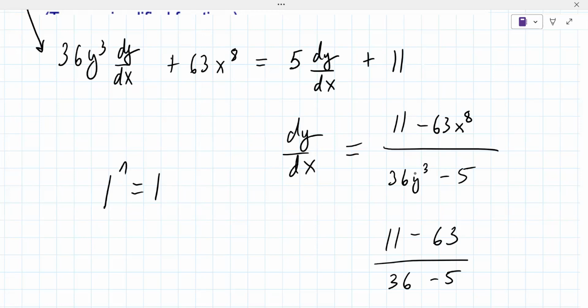Right, so can you simplify that for us, please? Yeah. I got negative 52 over 31. Yeah, and sometimes the answers don't mean anything.